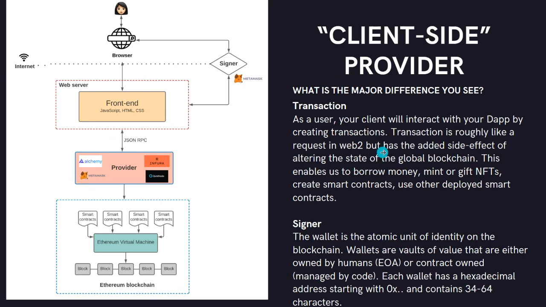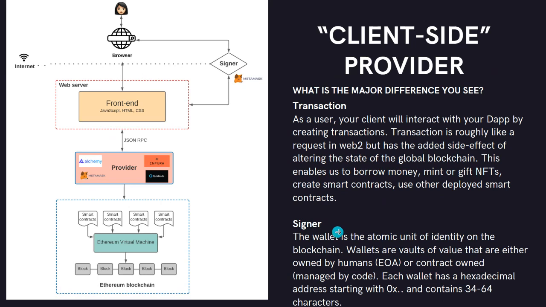Moving on, what can a transaction be used to do? A transaction can be used to do literally anything on the blockchain, from borrowing money from somebody else, from minting or gifting NFTs, from even creating your own smart contracts or using some other person's smart contract which is deployed on the blockchain. All this is enabled by the transaction. Now, this is where the signer comes in.